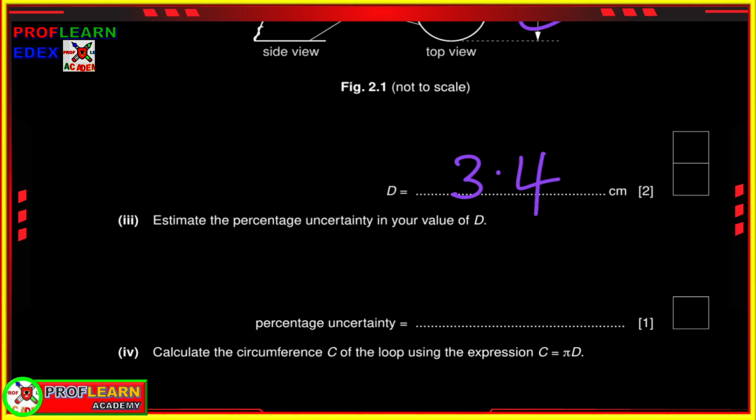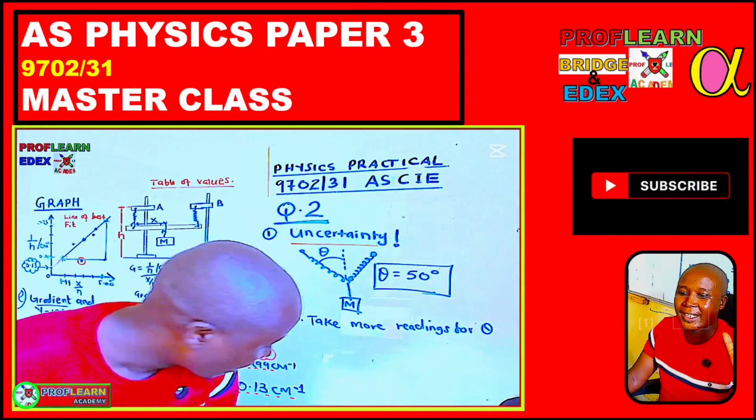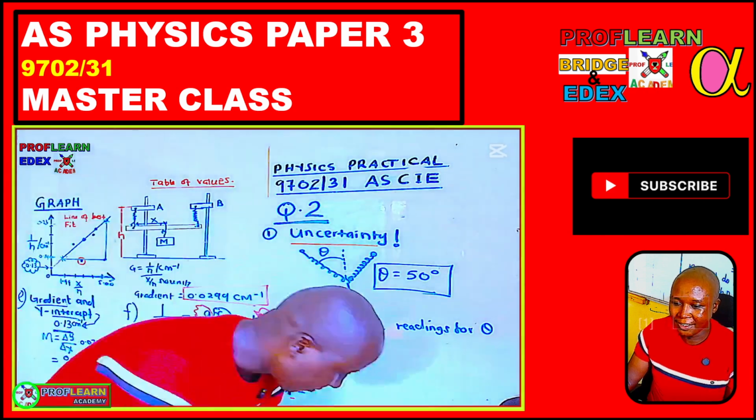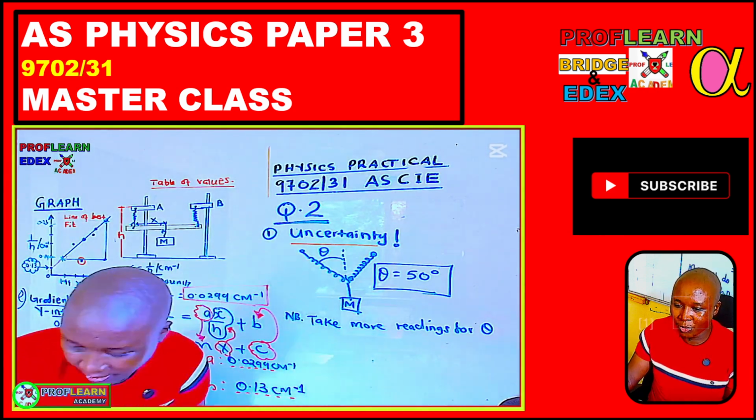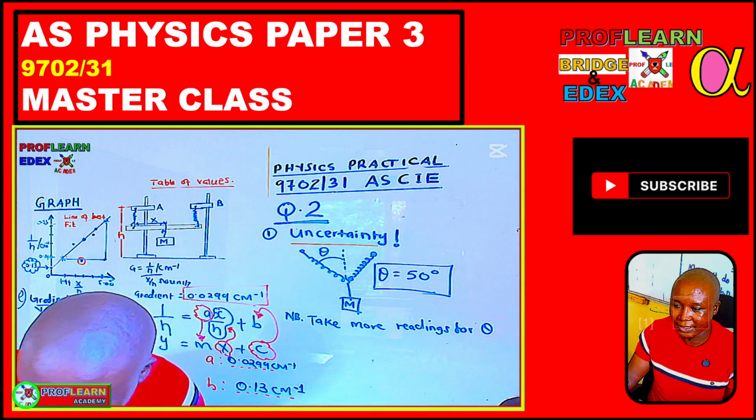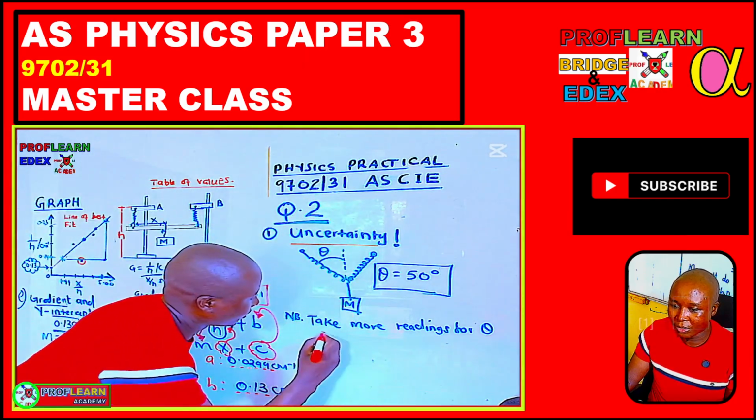Now let's follow how Mr. Nick did, so that we can be able to do that as an assignment, how to find the percentage uncertainty of D. So in this one, Mr. Nick said, for you to be able to find the percentage uncertainty, Mr. Nick, can you come back? What are you doing down there?